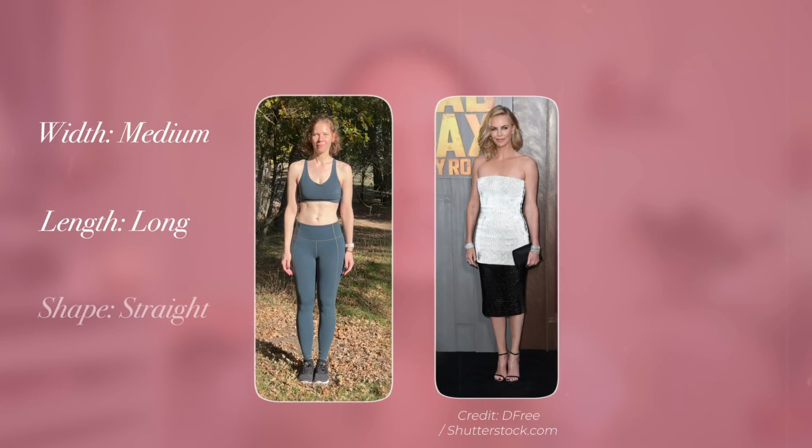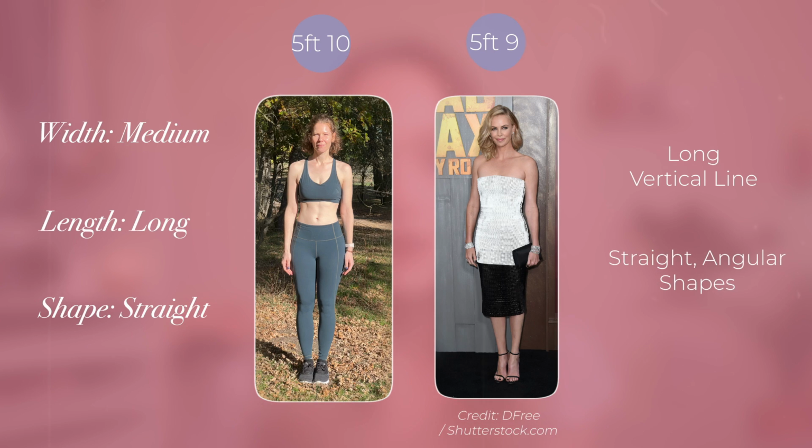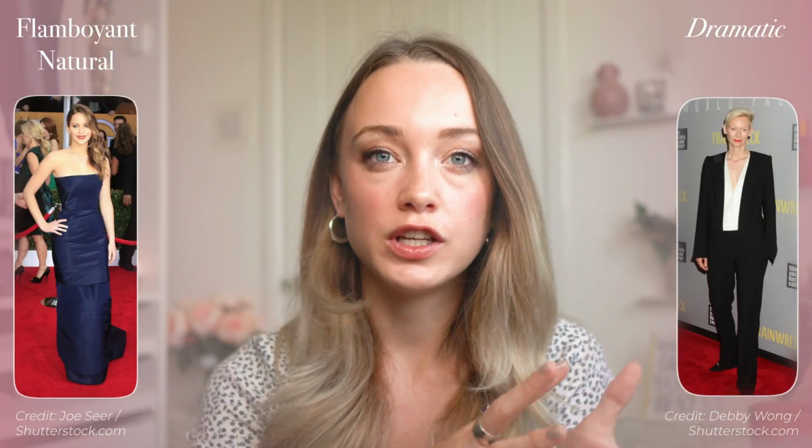Medium, long, straight. This type has medium width in their frame, so they're not really broad, they're not really narrow, they're somewhere in the middle. They have a long vertical line, they look long, and they typically are tall, and they have straight lines in their frame, so they're not soft and rounded and curvy, they're more angular. This type is somewhere between your flamboyant natural and your dramatic.